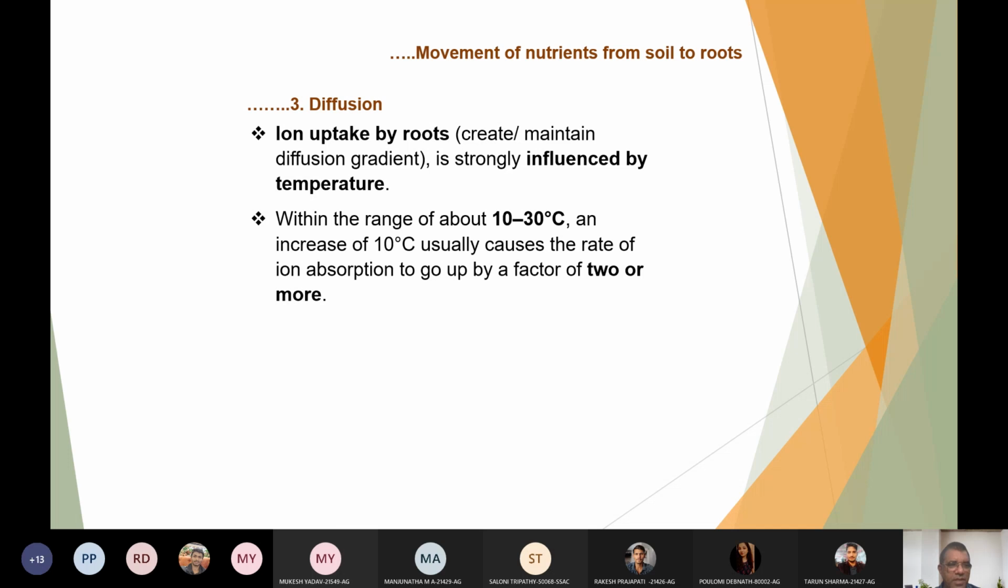Ion uptake by roots creates or maintains the diffusion gradient. Diffusion is strongly influenced by temperature, like mass flow. Mass flow is also influenced by temperature, and similarly diffusion is also influenced by temperature. Within the range of about 10 to 30, an increase of 10 degrees centigrade usually causes the rate of ion absorption to go up by a factor of 2 or more. So if you increase temperature from 10 to 20 or 20 to 30, the rate of ion absorption goes up by a factor of 2 or more.